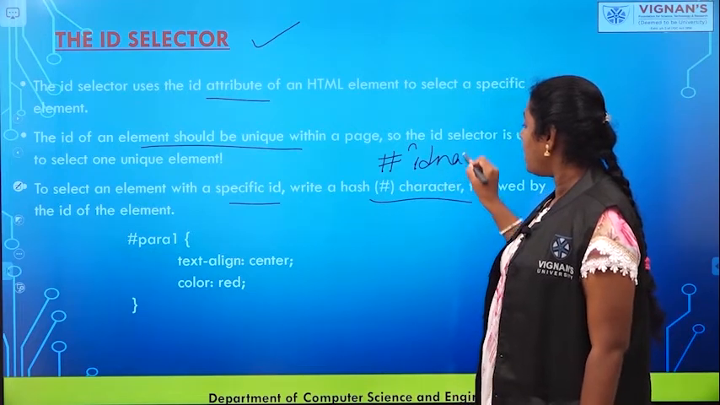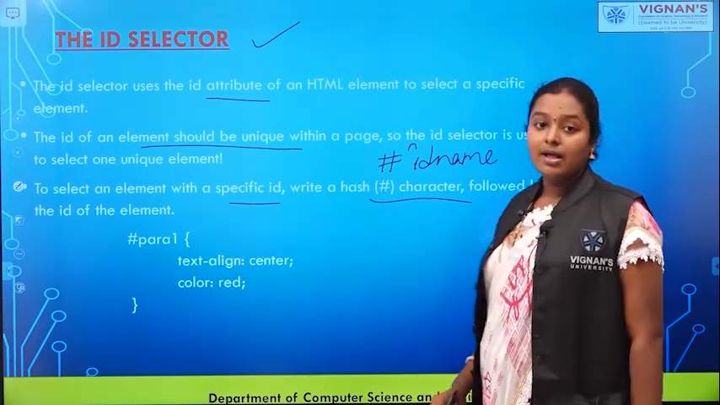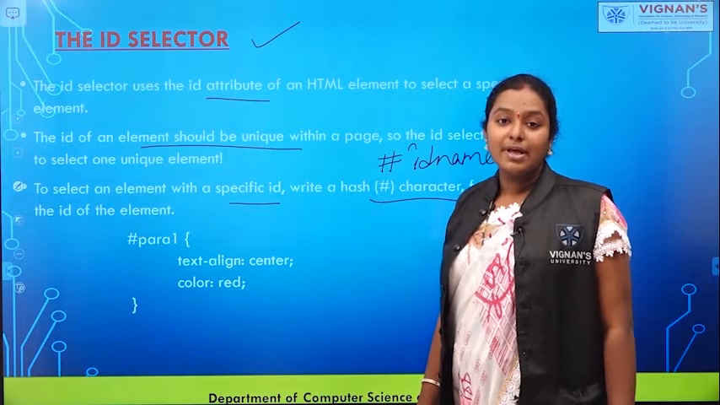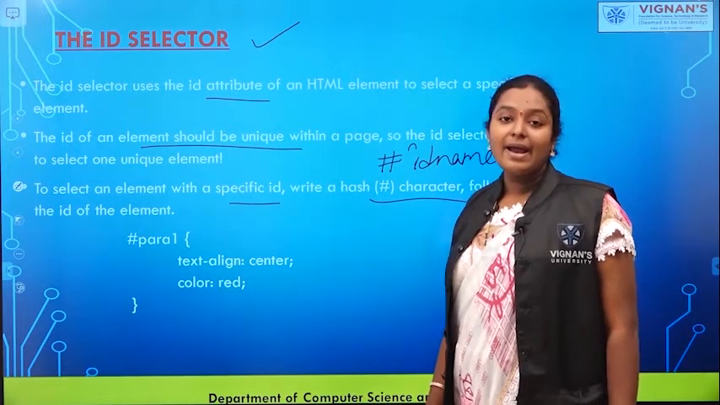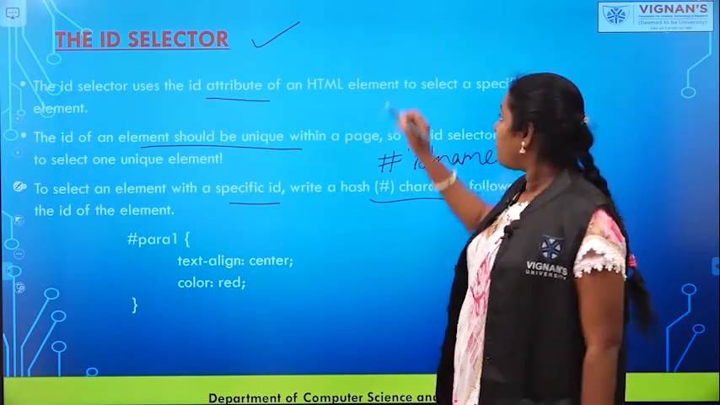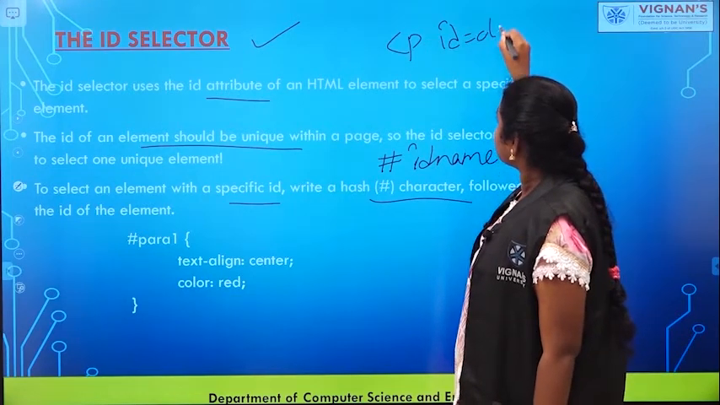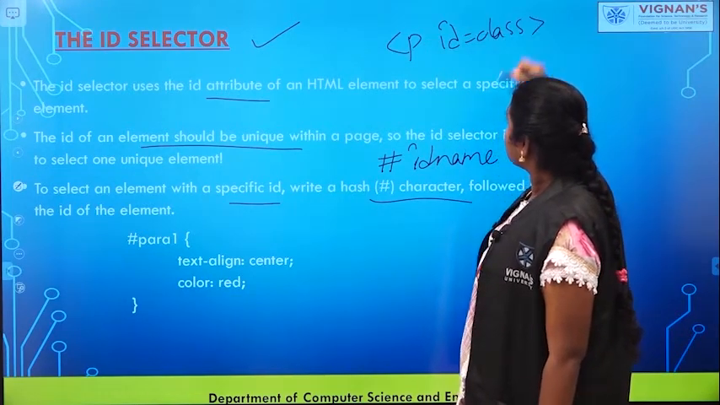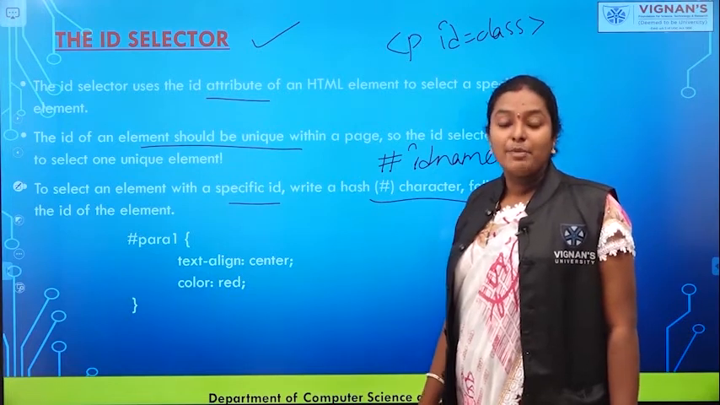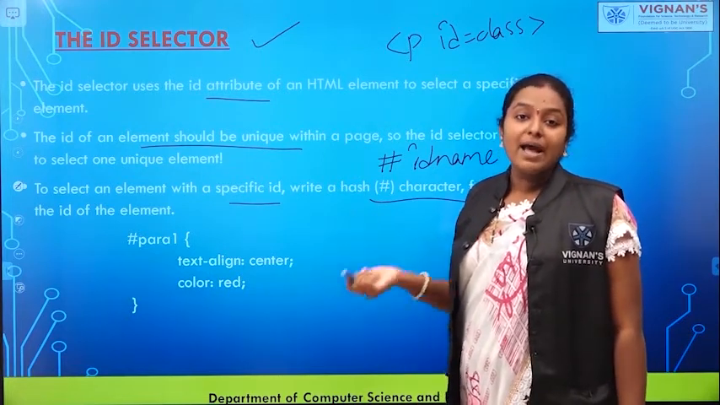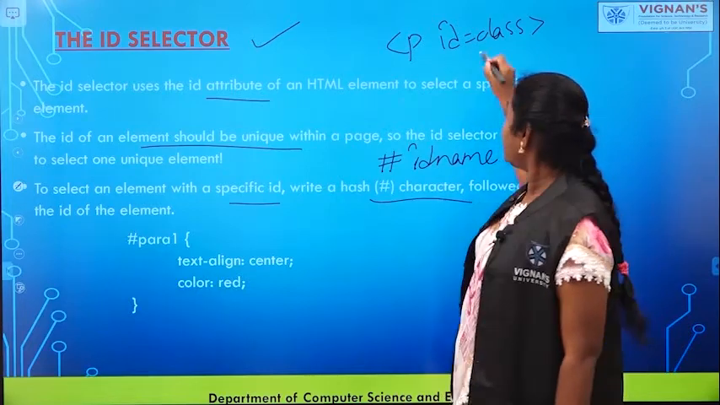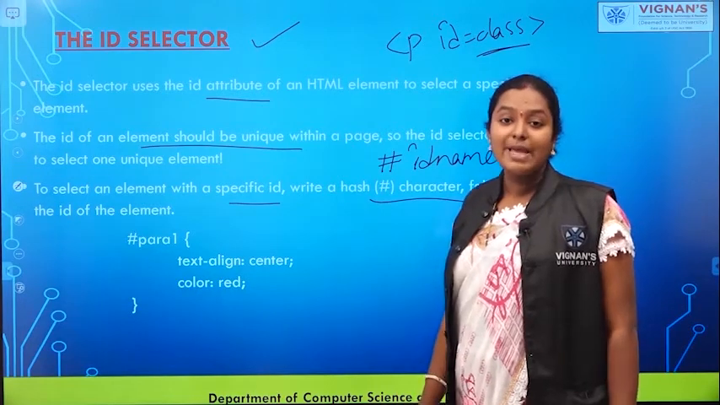So whatever name you give to the corresponding ID attribute in the tag. For example, if I take a p tag with ID equal to some class, like this you can select a particular p tag with the ID name. ID must always be unique. No two IDs will be the same.